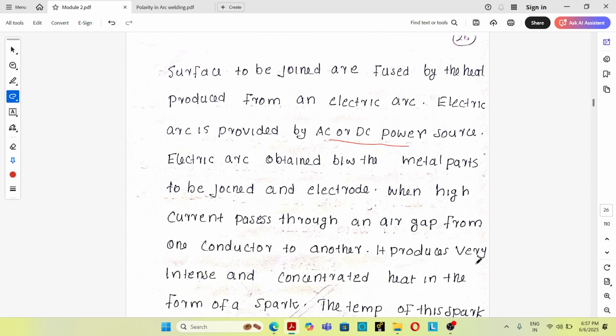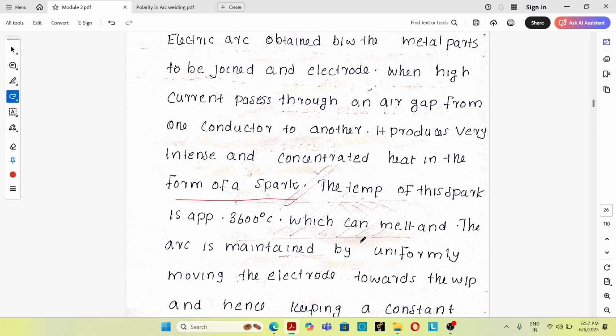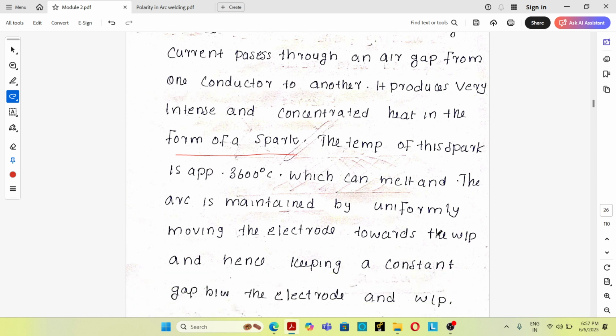So in an arc welding process, an electric arc is created between the electrode and the workpiece to be joined. When high current passes through an air gap from one conductor to another, it produces very intense concentrated heat in the form of a spark. That spark has a temperature of 3600 degrees Celsius, which is used to melt the base metal undergoing the welding process.